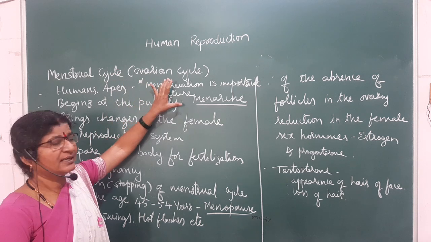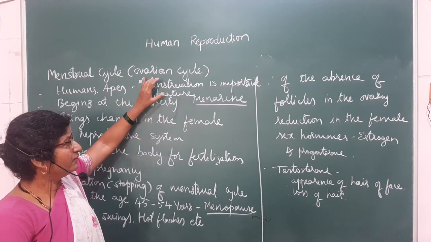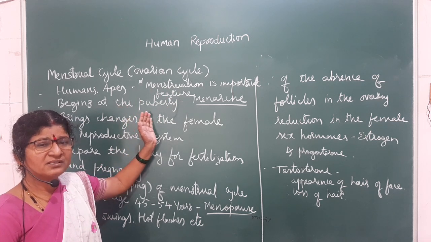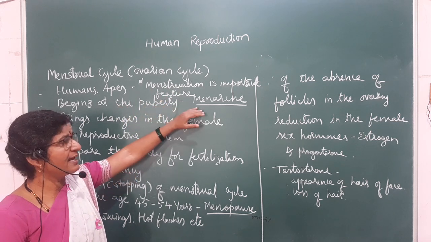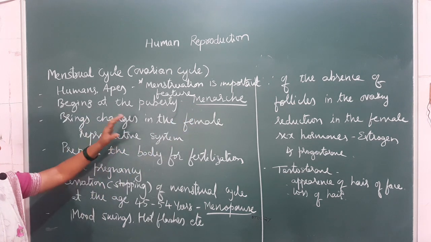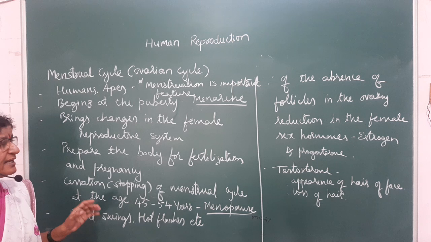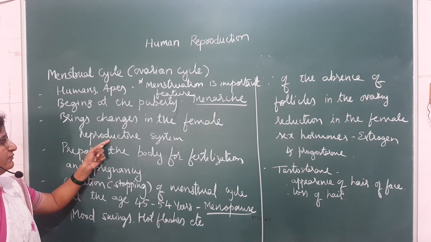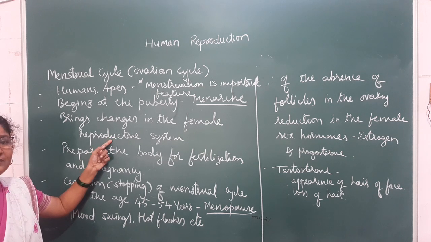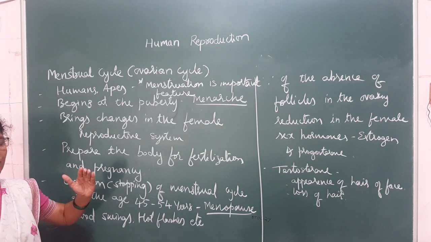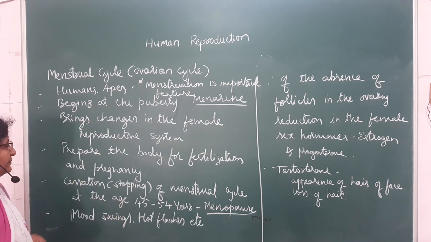This menstrual cycle will begin at the puberty, and the beginning of the first menstrual cycle in the human female is called menarche, and it prepares the body for the fertilization and pregnancy. Mainly the changes will occur in the female reproductive system under the hormonal influence, which are secreted by the hypothalamus and pituitary, which we will see later.